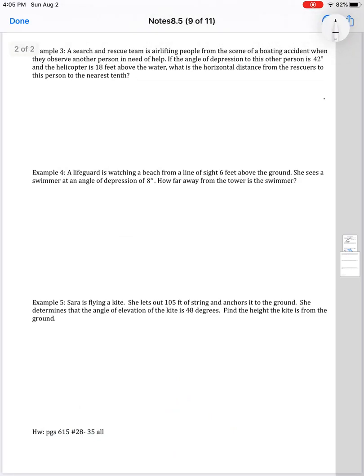All right, so I'm going to do a couple more before I do number 1, because number 1 is actually a little bit tricky. I don't want to start off that way.